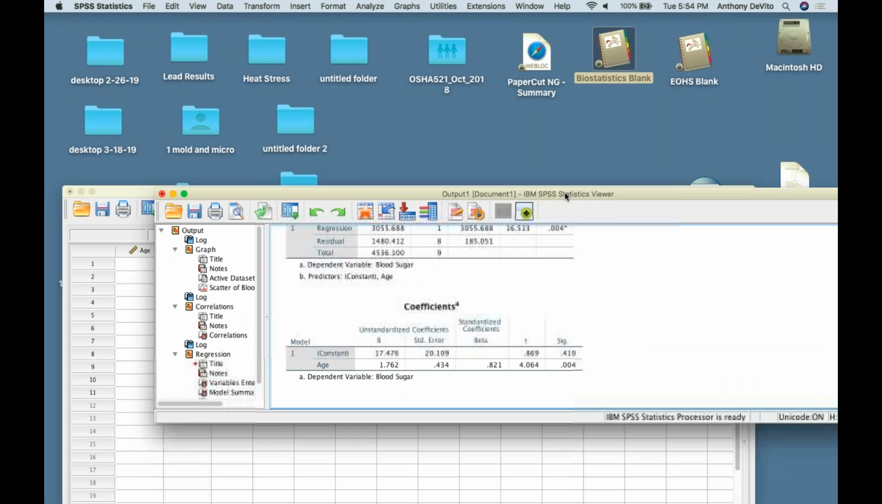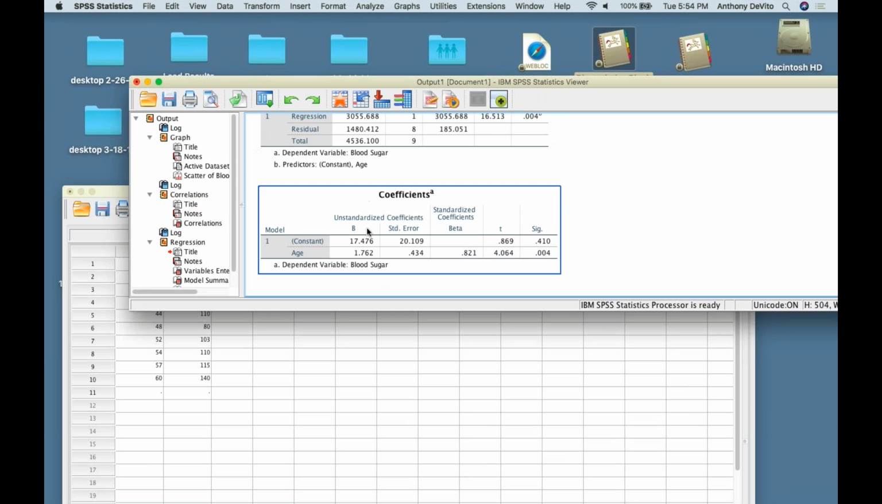So what does y give us in this coefficients table? It gives us the unstandardized coefficient, it gives us something called a constant, and it gives us a value for age. That constant represents the y-intercept. And this b value for age represents the slope of that line, right?